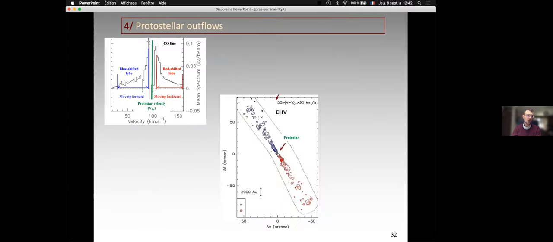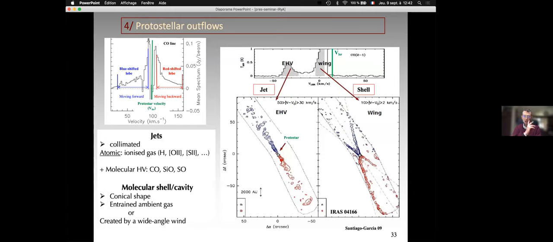Now, how do we know whether a core is protostellar? A good way is the detection of outflows, which appear as bipolar, blue and red. So blue for the blue-shifted part and red for the red-shifted part, that we see as line wings here on the CO line.